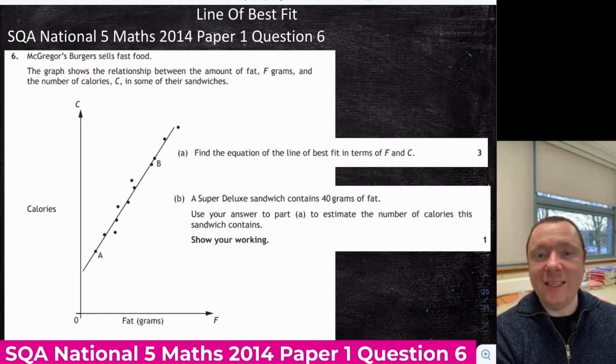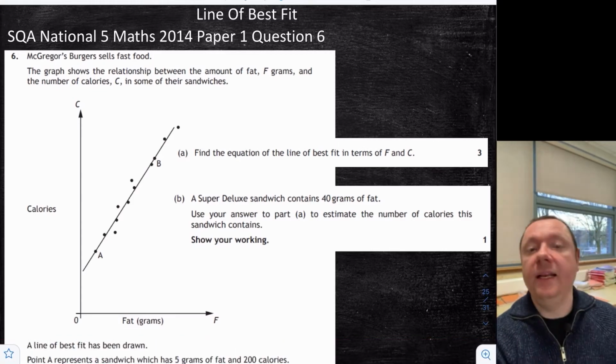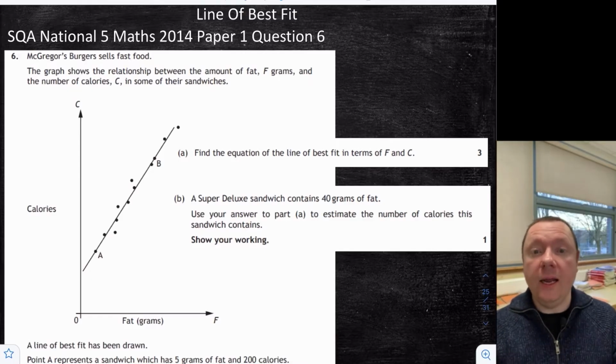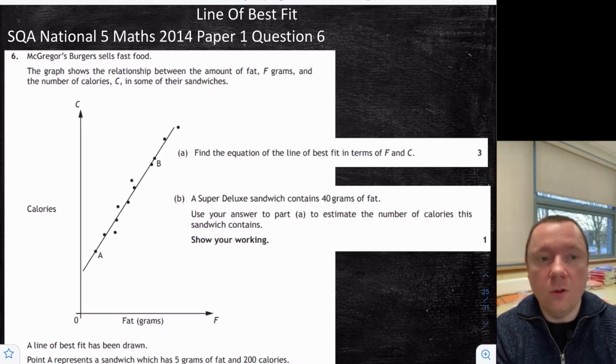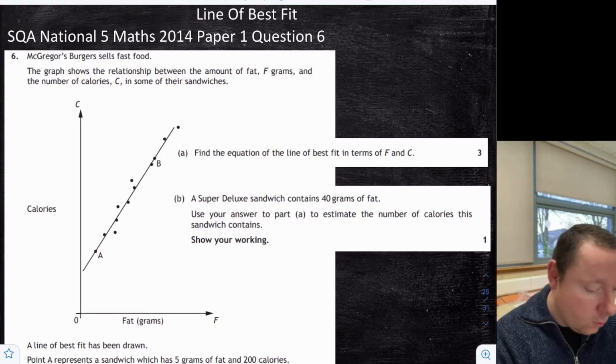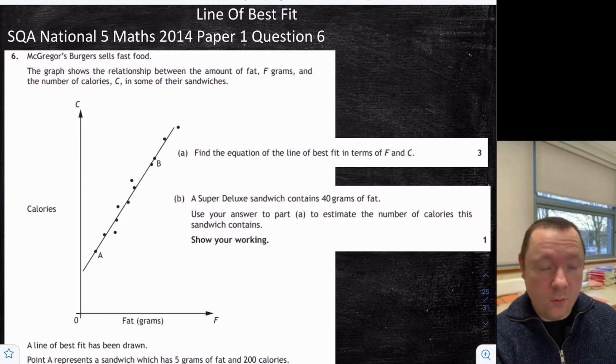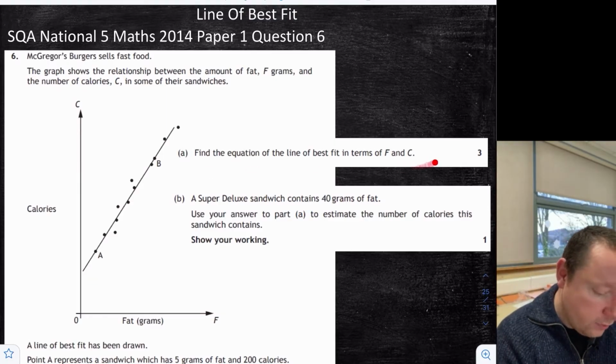This is basically a straight line question, but it comes in the stats topic because it uses real world data. So it is all just straight line with a little extra bit on. Let's look at one of the questions. 2014 National 5 Maths, paper 1, question 6 had this one. McGregor's Burger sells fast food. The graph shows the relationship between the amount of fat and the number of calories, fat and calories instead of x and y, in other words. Part A, find the equation of a line of best fit.